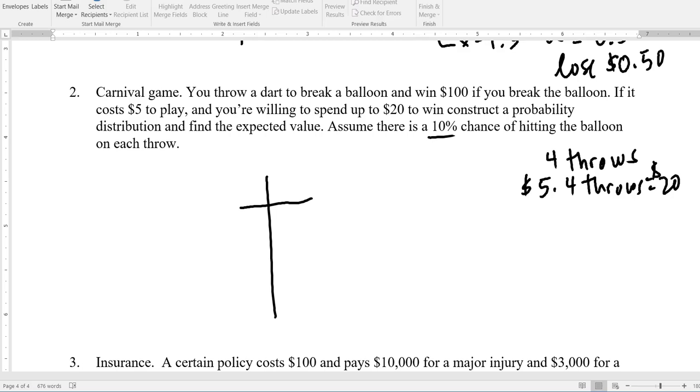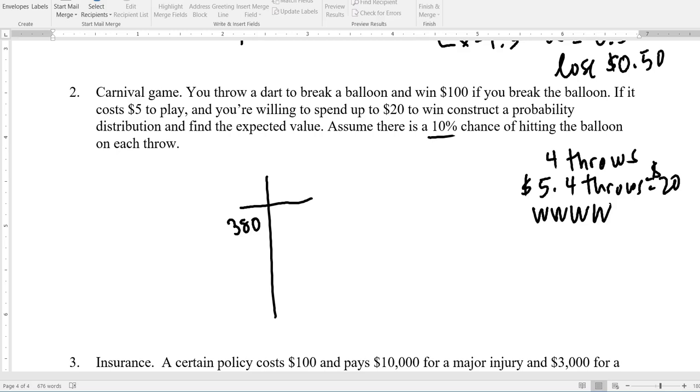What are all the possible outcomes that could happen? Well, I could win all 4. I won $400. Sort of. It cost me $20 to play the game. So I didn't really win $400. I won 400 minus the 20. I won $380. Okay?